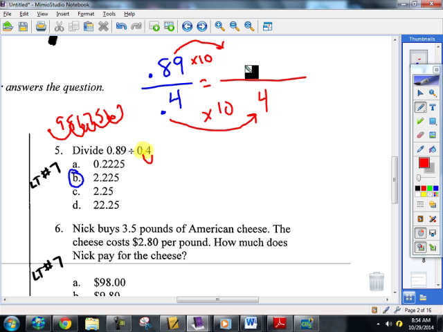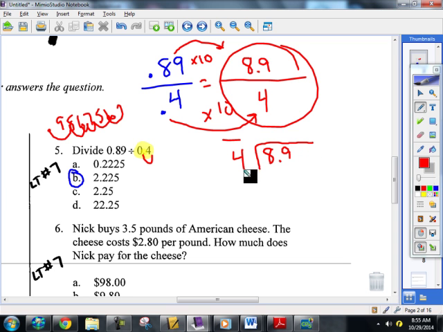Do the same thing. So what's that going to be? What's the new dividend? 8.9. So all you did was create an equivalent fraction or an equivalent division problem. So now the new problem is this, because now the divisor's whole. So now I've got 8.9, and I'm going to divide it by 4. What do I need to do first before I really start the actual algorithm for long division?